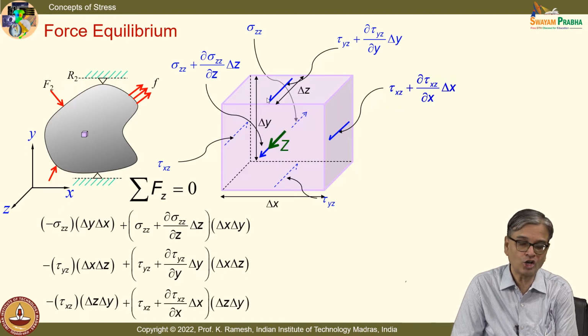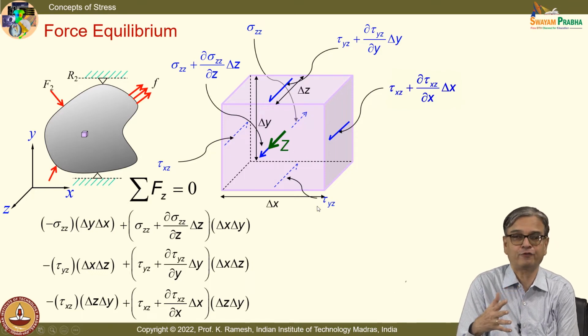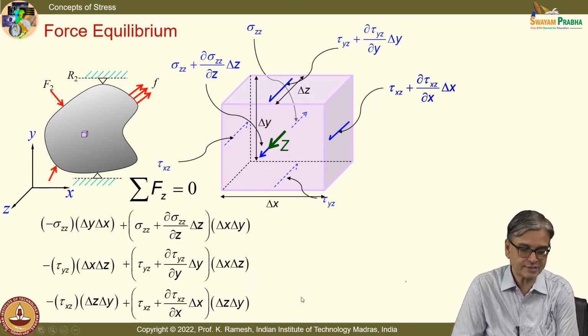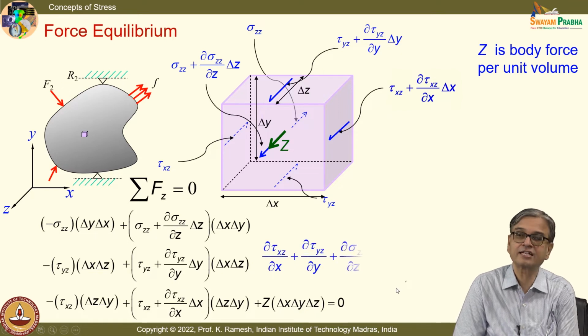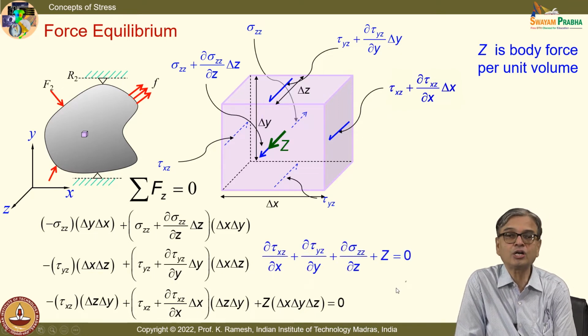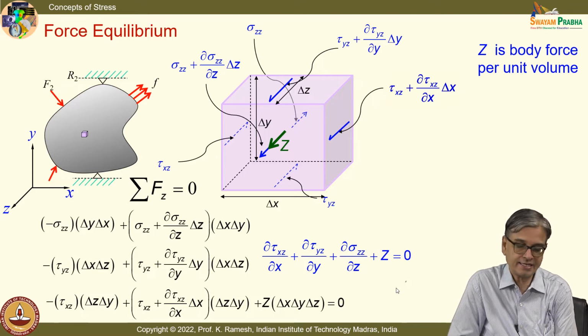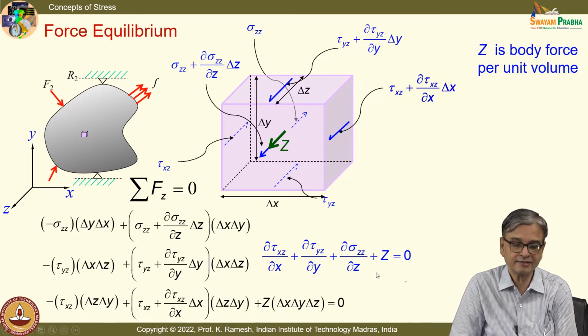I can write the relevant forces. And as before, I will also have to account for the body force. When I put the body force as capital Z multiplied by the volume of the element delta x, delta y, delta z, when I simplify, I get this expression as dou tau xz divided by dou x plus dou tau yz divided by dou y plus dou sigma zz by dou z plus capital Z denoting the body force per unit volume equal to 0.